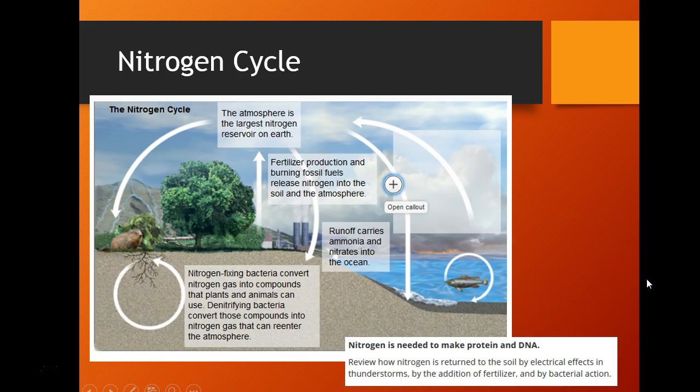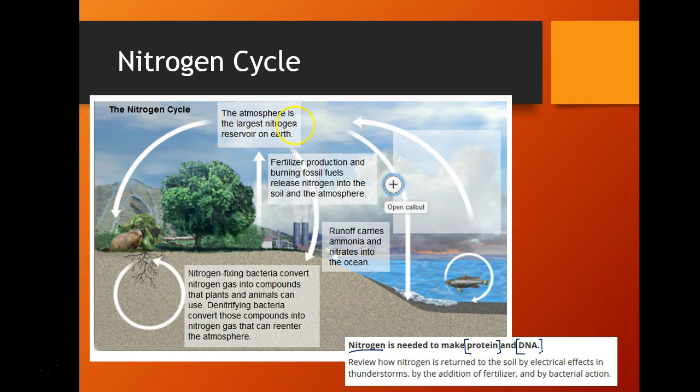Okay, so here's a picture of the nitrogen cycle. Before we get into the nitrogen cycle, I just want to remind you guys of why nitrogen is so important. Remember, nitrogen is needed to make proteins and to make DNA. Both are extremely important in order to keep your individual cells alive, which means it's important to keep every organism alive as well. So it's really important that we have a constant supply of nitrogen so that it's recycled throughout the atmosphere, Earth, and living things.